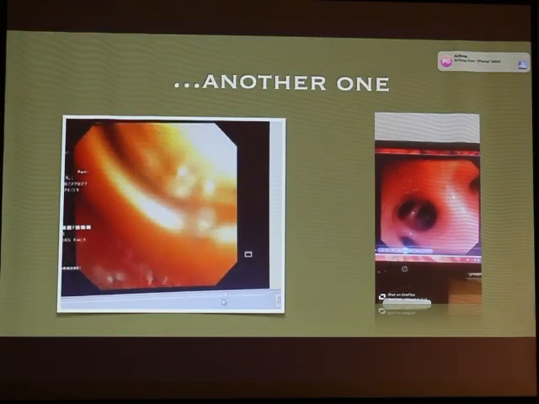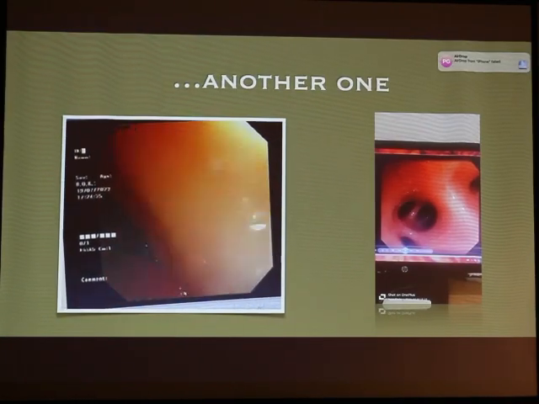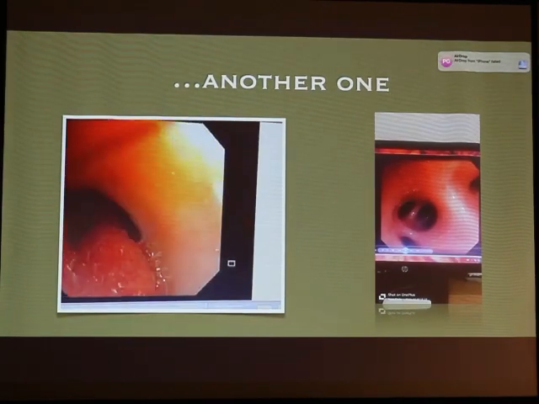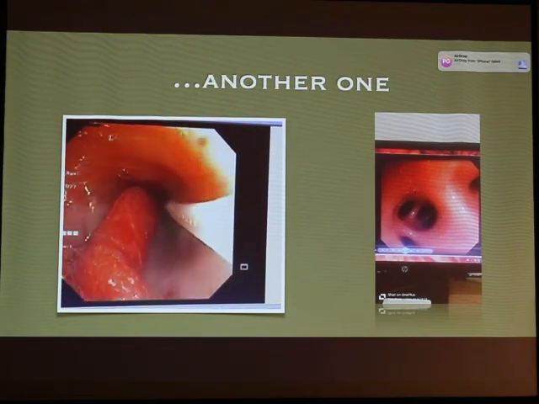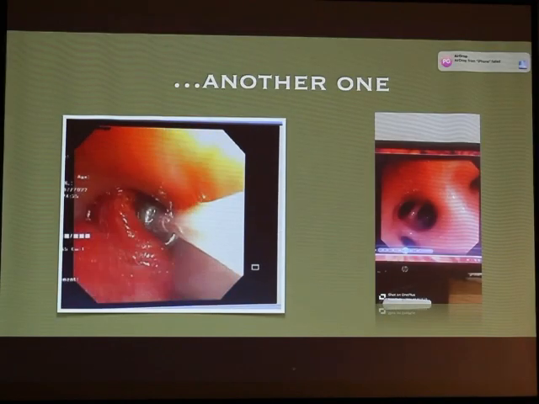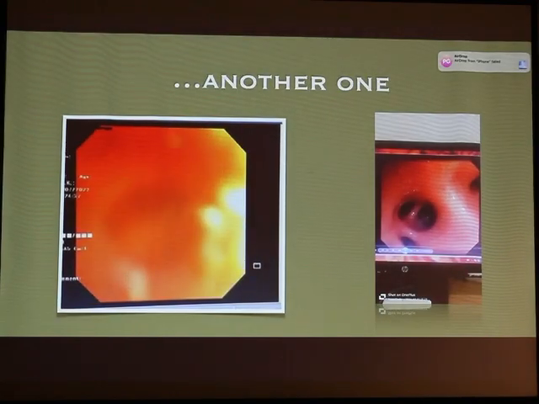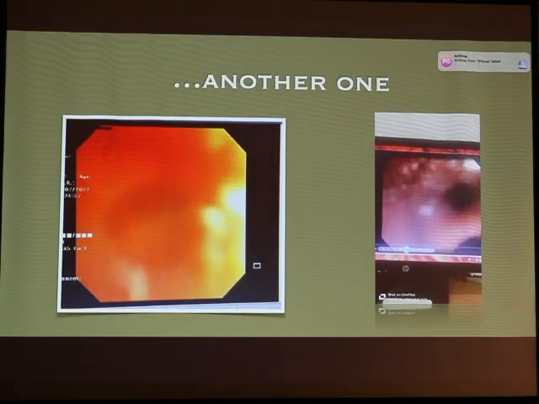There is a blood clot which is acting as a foreign body, and we are using a Fogarty balloon to take that clot out. We have inflated the balloon, and with the balloon we are pulling that clot out of the left main bronchus. And this is a recent foreign body which we have taken out.